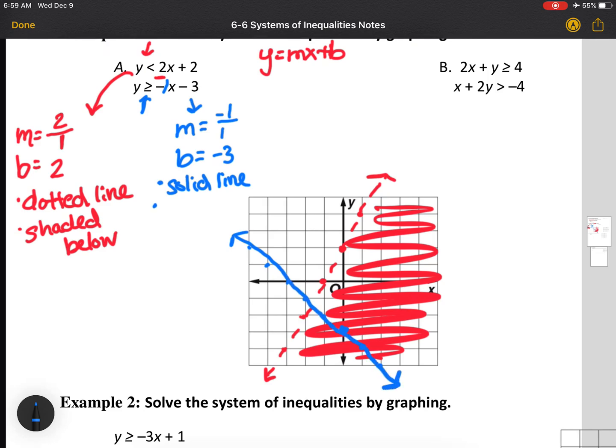And what way am I going to shade? Since it's y greater than or equal to up here in my bottom linear inequality, I'm going to shade above on that line. So with my other color, I'm shading above that line.